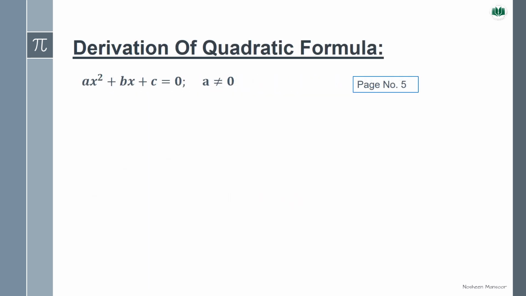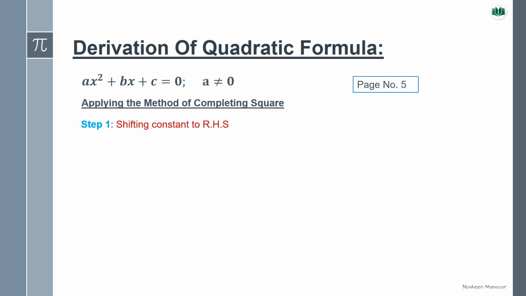Basically, the quadratic formula is the easy version of the completing the square method. So to derive the quadratic formula, we will apply that method on the general form of the quadratic equation, that is ax square plus bx plus c is equal to 0, where a should be non-zero. Step 1 is moving the constant to the right hand side. We will have ax square plus bx is equal to minus c.